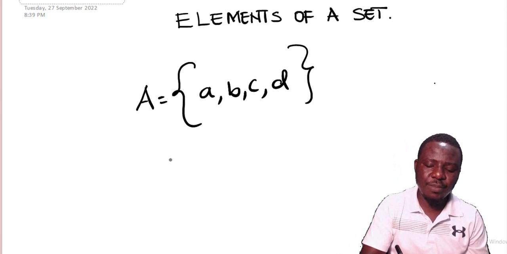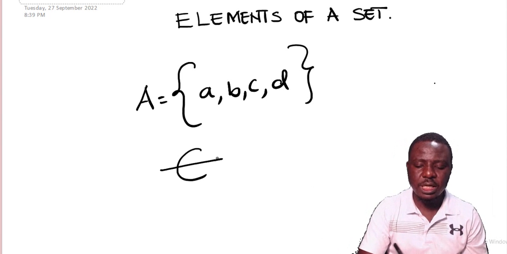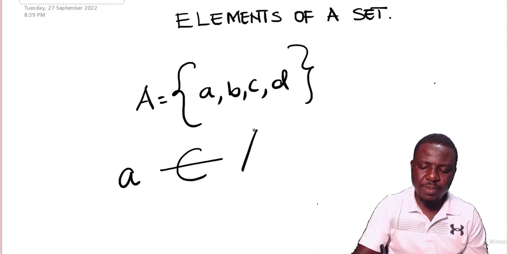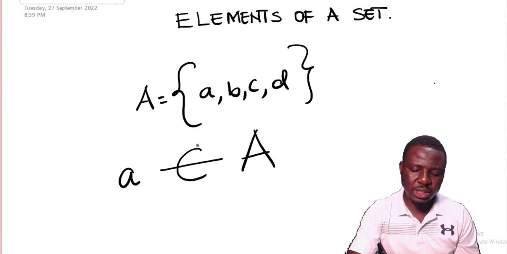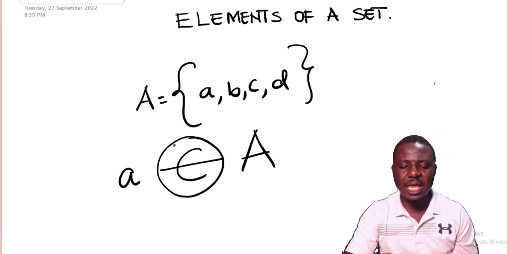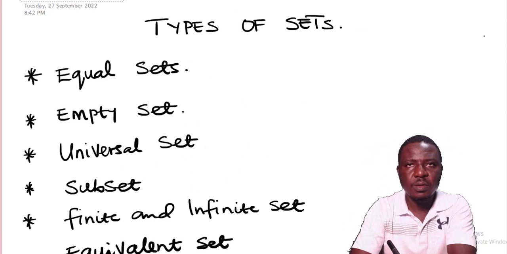Elements of a set can be denoted using the symbol ∈. For example, I'll say a is an element of set A. So we use this symbol in showing that small a is an element of the big A.